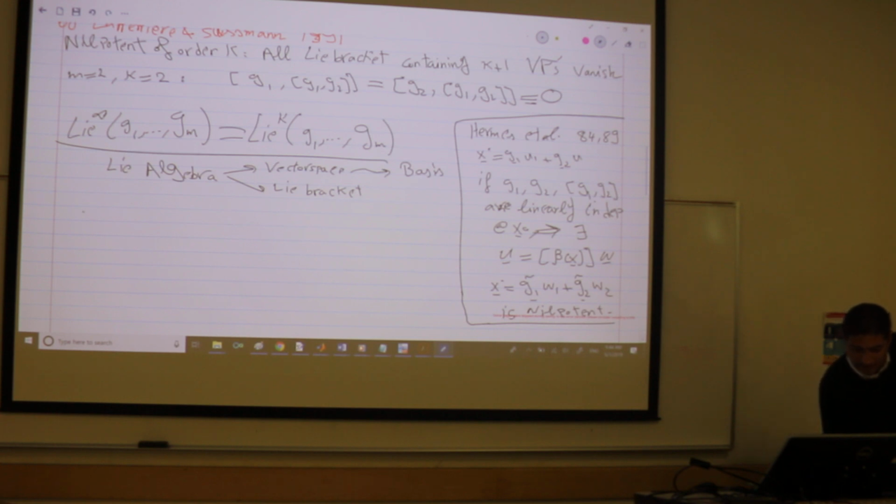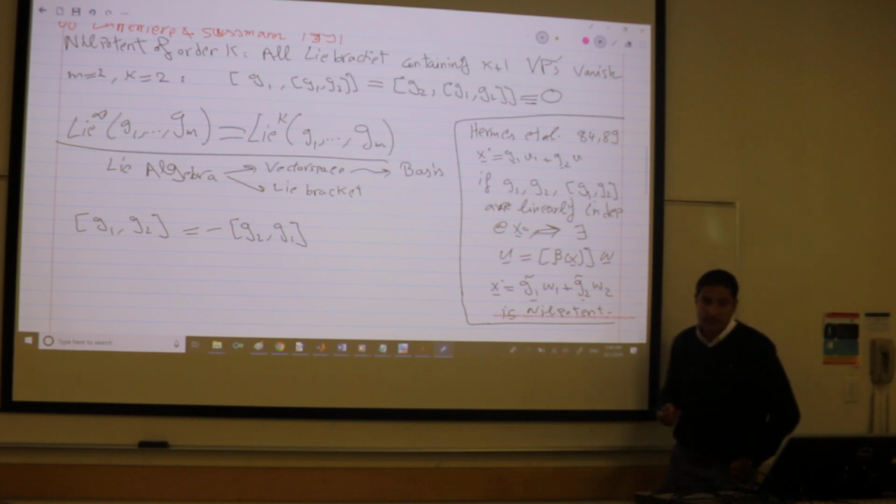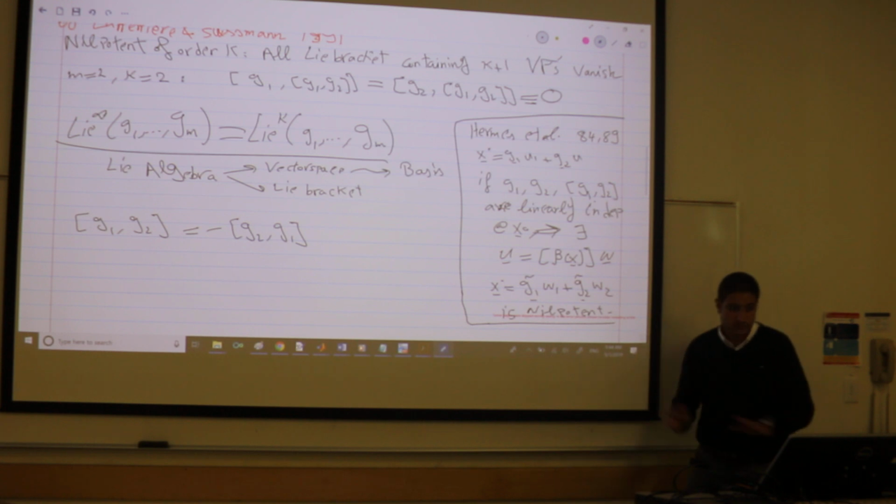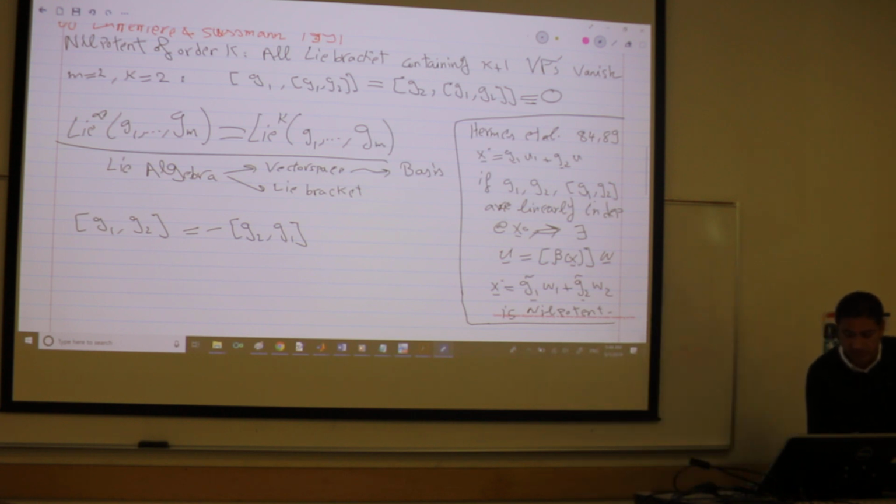I'm reminding you that the Lie bracket [G1, G2] versus [G2, G1], these guys are the same, right? It's just a negative sign, so it's not providing any new direction, irrespective of G1 and G2. I'm talking about the algebraic structure, just from the perspective of algebra.